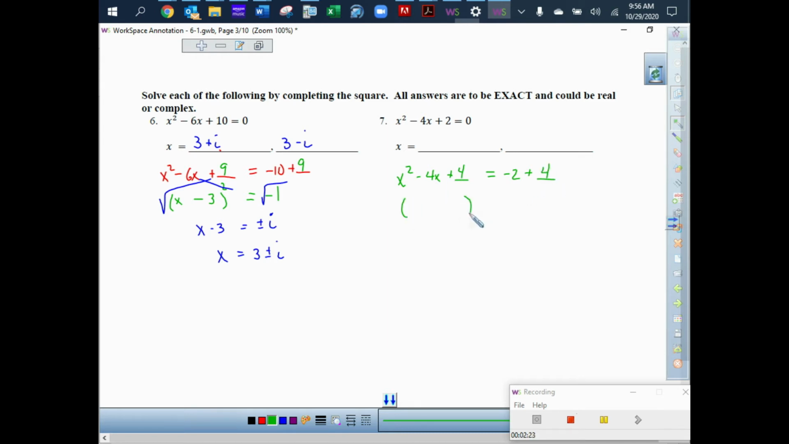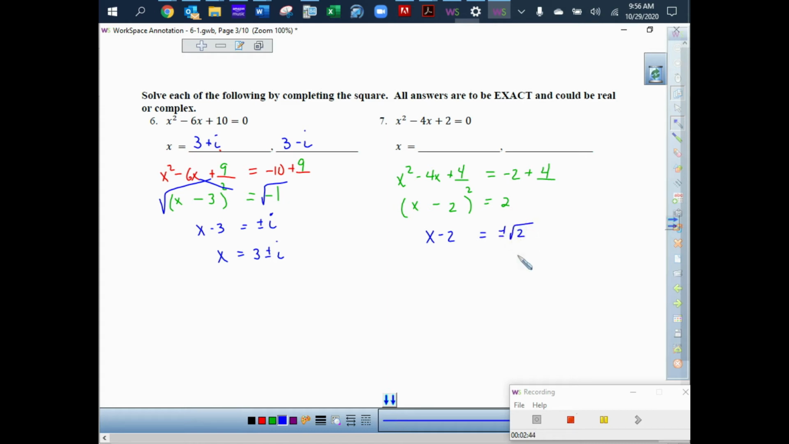This will factor to be x, square root of this guy, square root of this guy, sign from the middle, quantity squared. Add those up, you get a big old juicy 2. Then you can square root both sides. And when you do that, this will become x minus 2. That'll equal plus or minus the square root of 2.